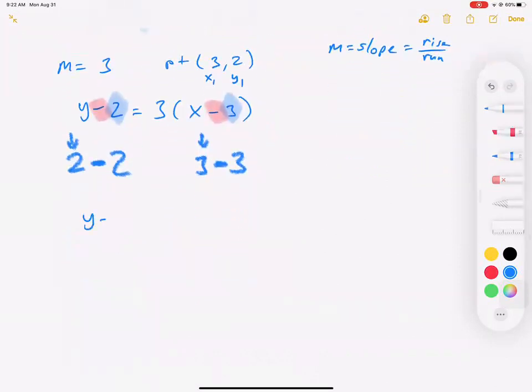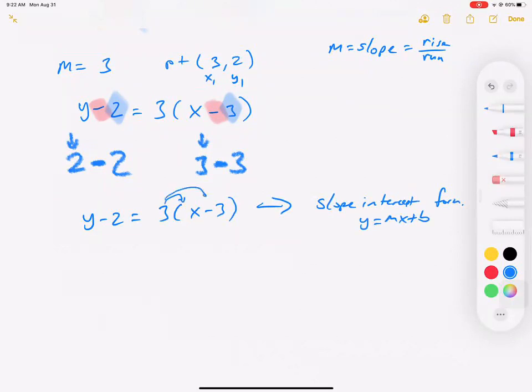So let's rewrite it. y minus 2 is equal to 3 times (x minus 3). Now let's simplify this. We want to write this into slope intercept form. Our goal is to get this into y equals mx plus b. The first thing we're going to do is get rid of the parentheses by distributing.